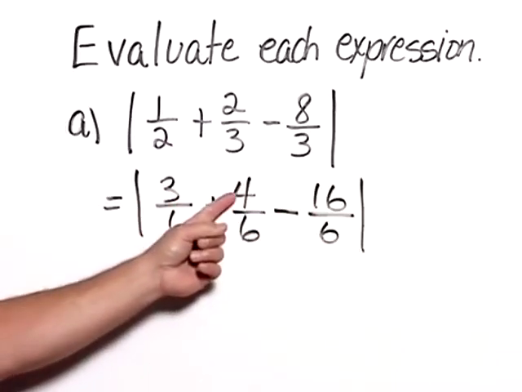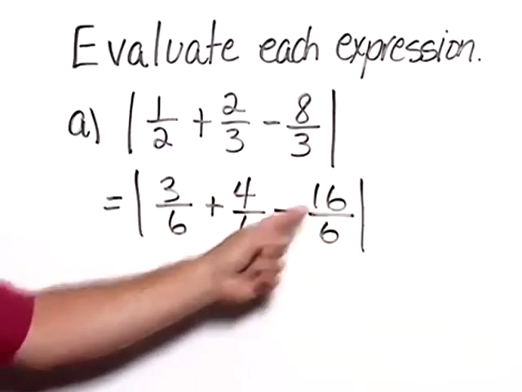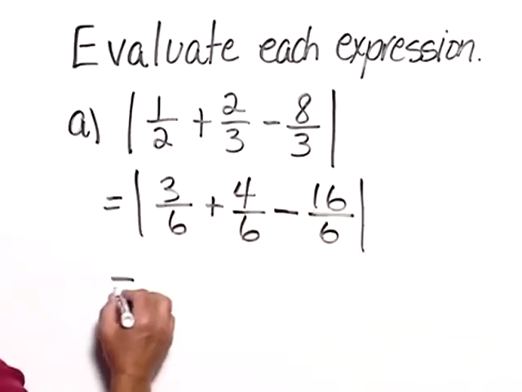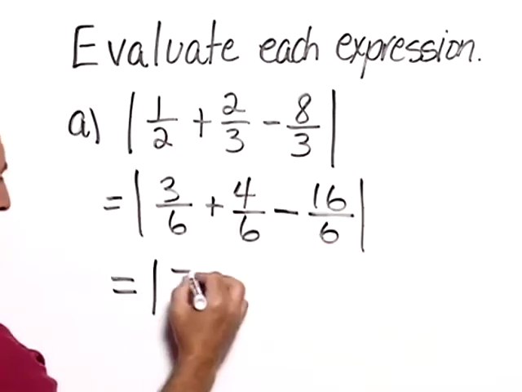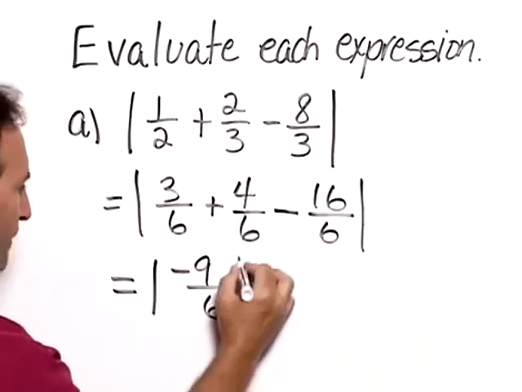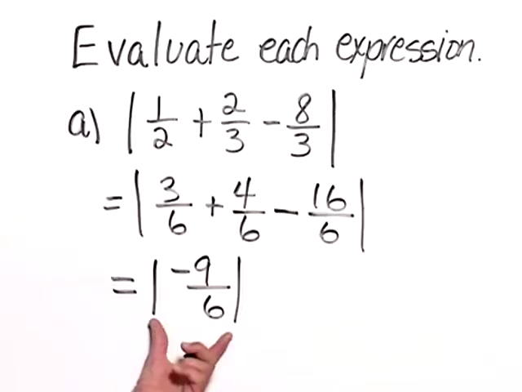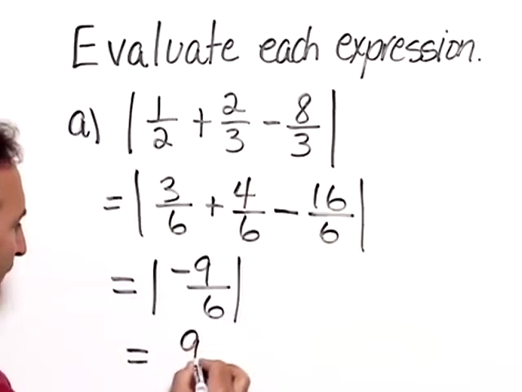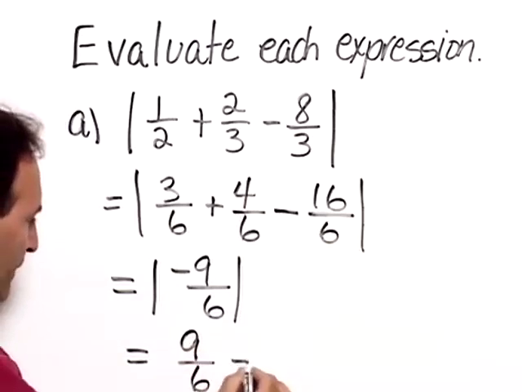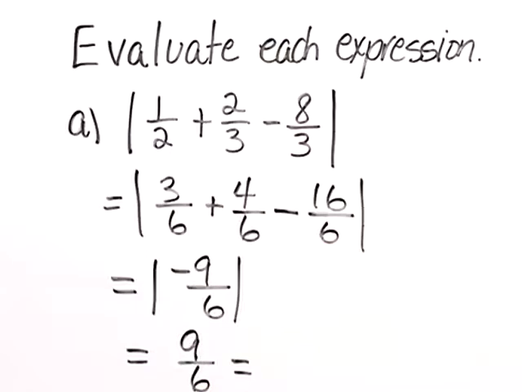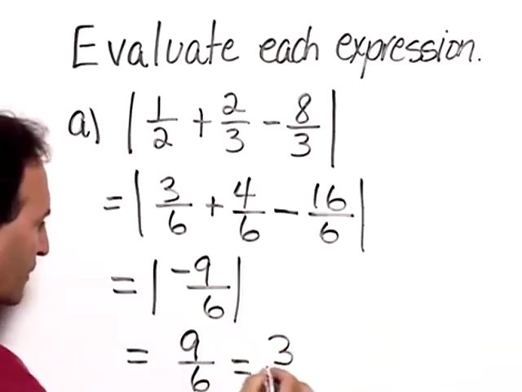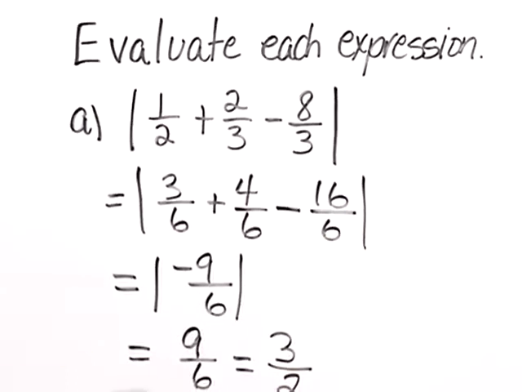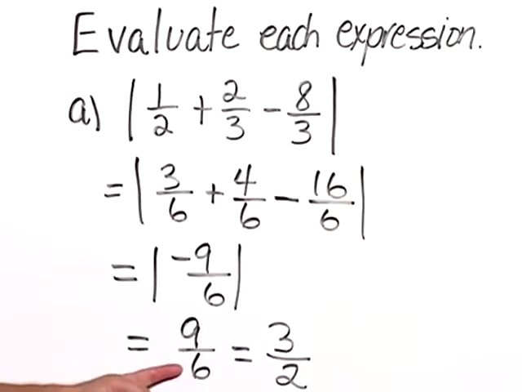3 plus 4 is 7. 7 minus 16 is -9. So this is equal to the absolute value of -9/6. Now we apply the absolute value bars, which, remember, take whatever is inside and make it a positive number. So this is going to be equal to 9/6, positive. Now we need to reduce that. 9/6 reduces to 3/2 because we can divide each, the numerator and denominator, by 3.